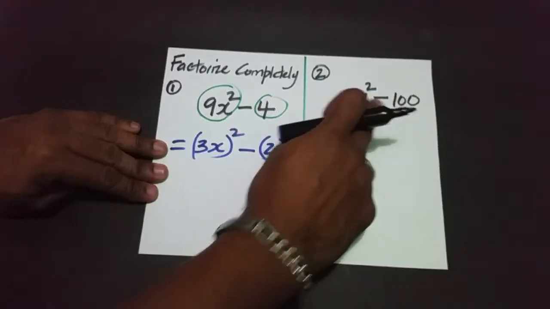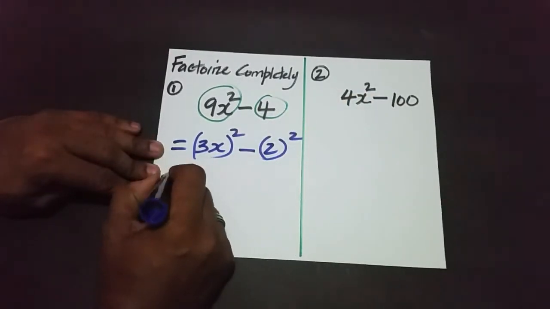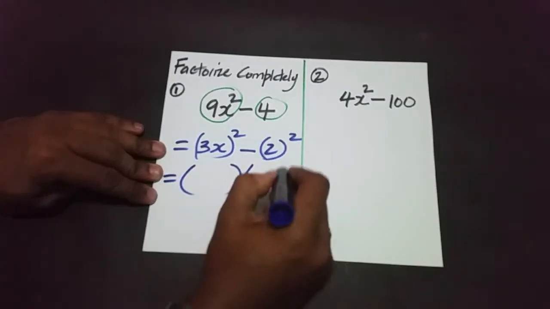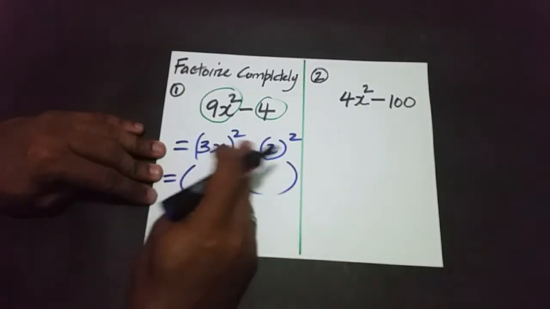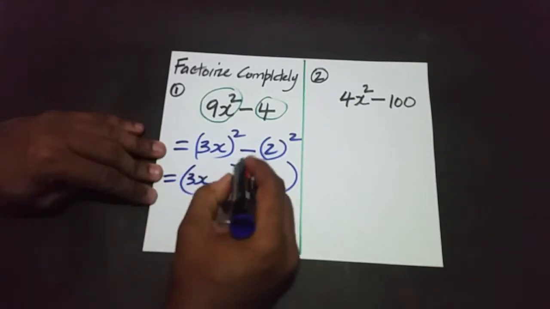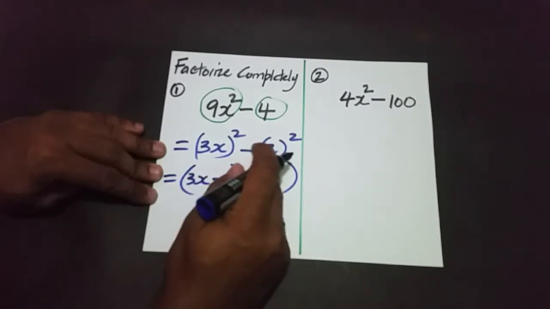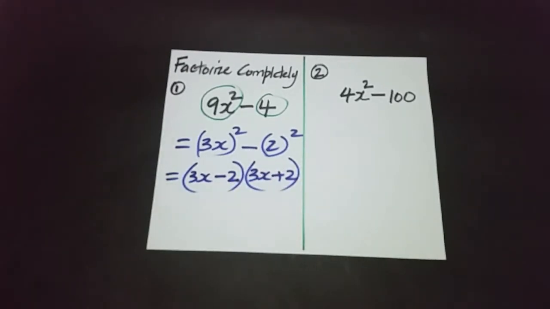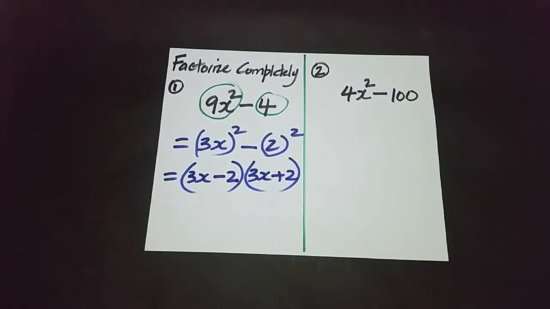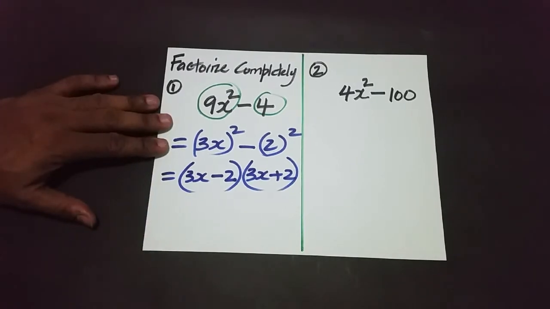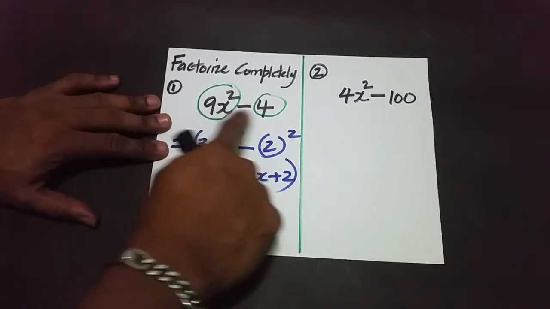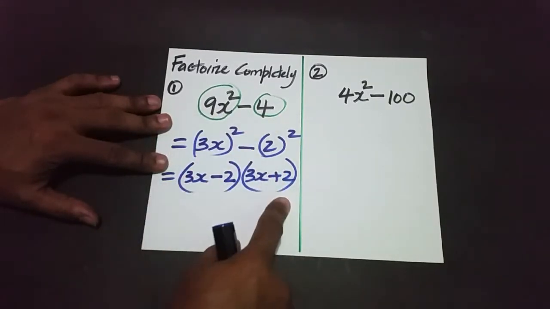So it has to be a minus here, and of course the final step now is going to be, and this is where you have to look at it carefully now, it's going to be 3x minus 2 in one bracket, and in the other bracket 3x plus 2, and I'm going to explain this in a second. So if you remember, we said that factorization is the opposite of expansion, and in factorizing this by difference of two squares we get that.